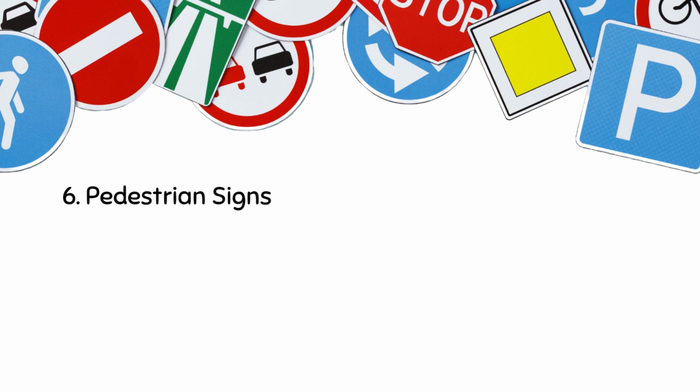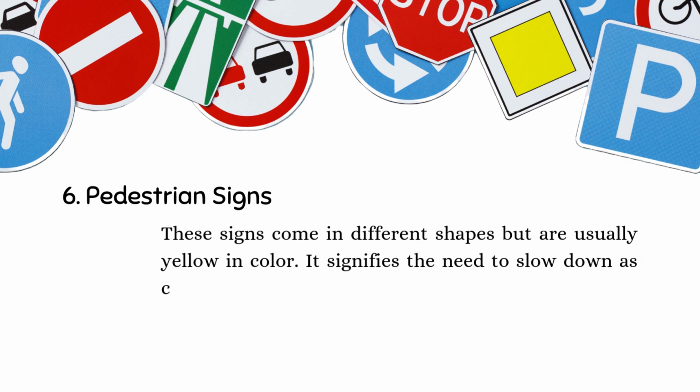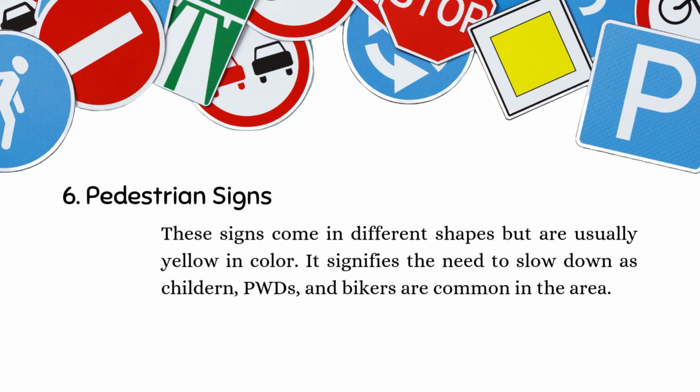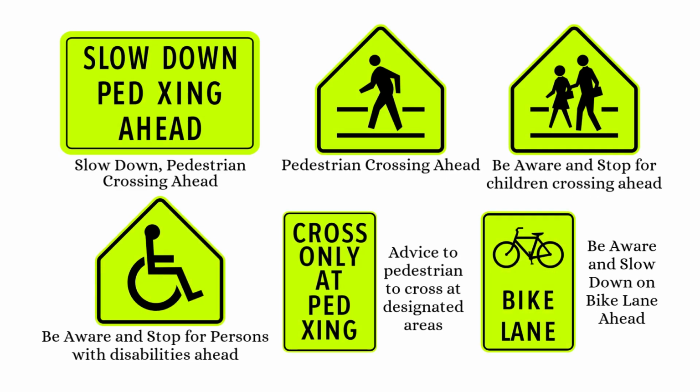Six. Pedestrian signs. These signs come in different shapes but are usually yellow in color. It signifies the need to slow down as children, PWDs, and bikers are common in the area. These are examples of pedestrian signs.